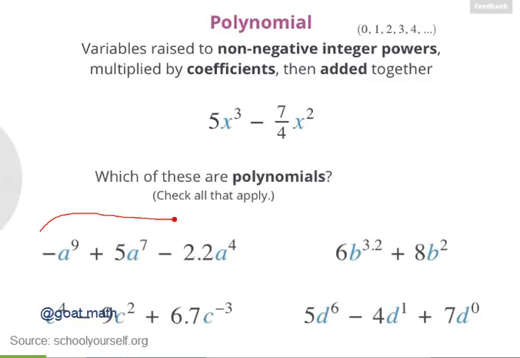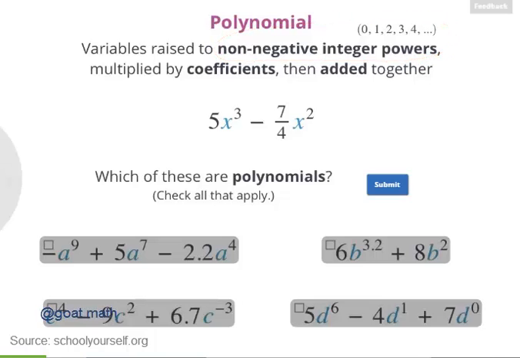So next, take a look at these expressions down here. Which of these are polynomials? Remember, the variables should have exponents that are non-negative integers.